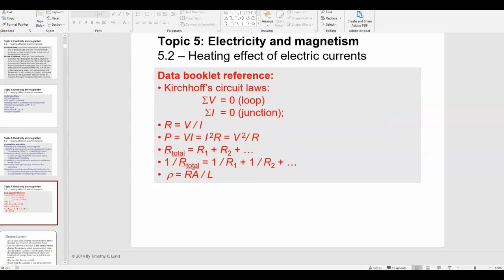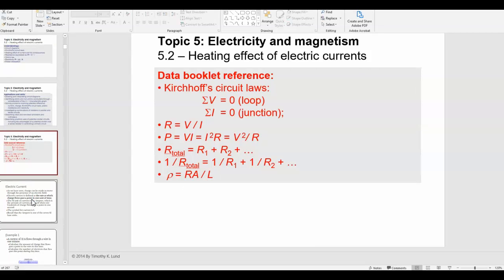Okay. There are a number of equations given to you in the data booklet under 5.2. Kirchhoff's circuit laws are both given to you. This is the way they're given to you in the data booklet. We'll talk about these as we go through the unit. This equation right here basically defines electric resistance. There's three equations for power dissipation that we'll talk about. And then we have two equations for what's called the total resistance or equivalent resistance for series and parallel circuits. We'll talk about those when it comes up. And then this last equation here is for what's called resistivity, not to be confused with resistance. Okay, but we will talk about all of those things in time.